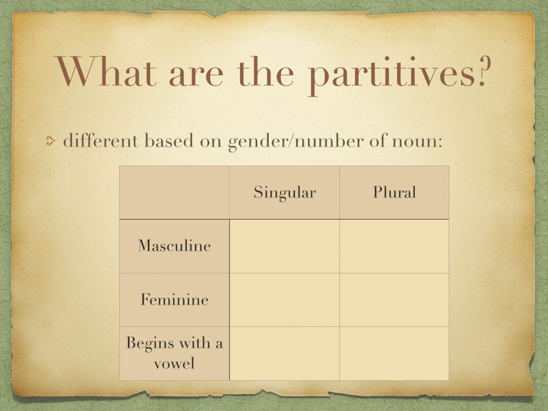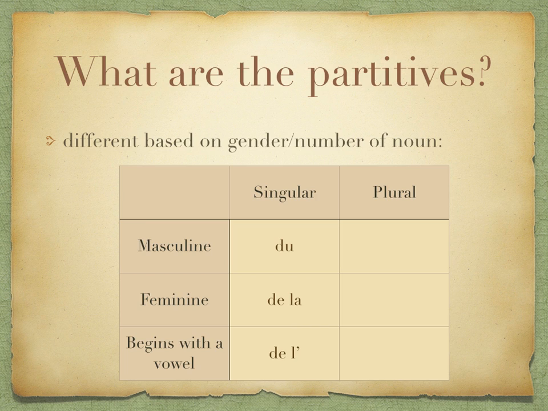So if we look at our chart, starting with our singular column, we have du, de la, and de l'. So du is de and le, they combine to form du. The feminine stays the same, de la, doesn't change. And when we begin with a vowel, regardless of if it's a feminine or a masculine word, we'll use de l'.